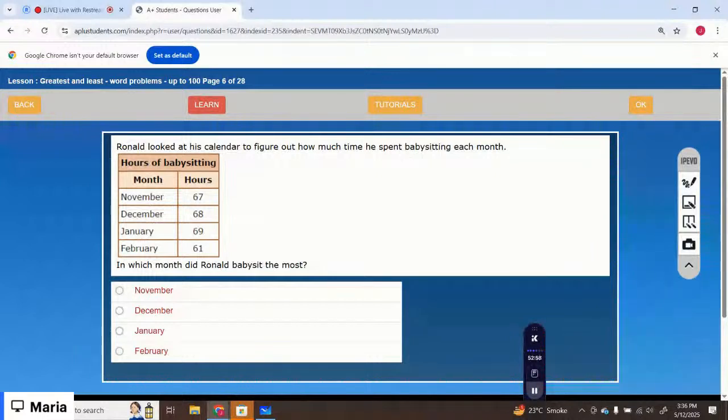Ronald looked at his calendar to figure out how much time he spent babysitting each month. In which month did Ronald babysit the most? That is 69, January. Option number 3 is the correct option.